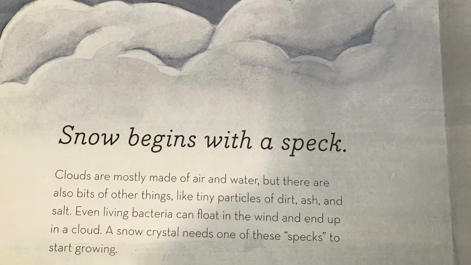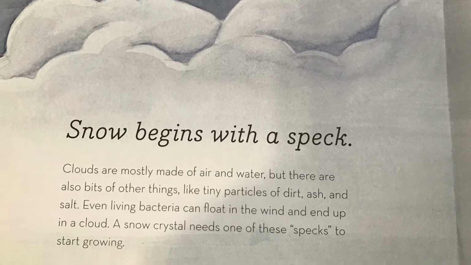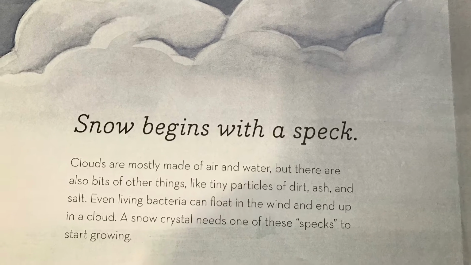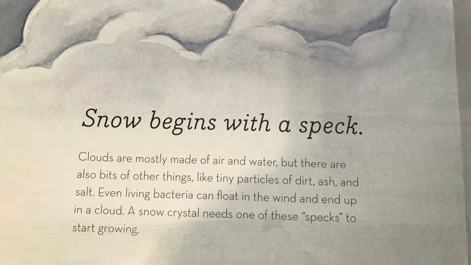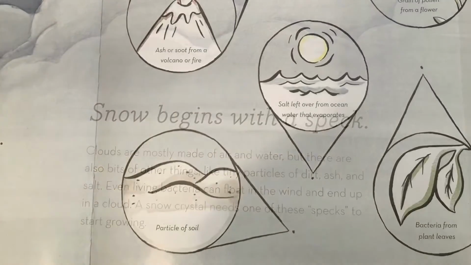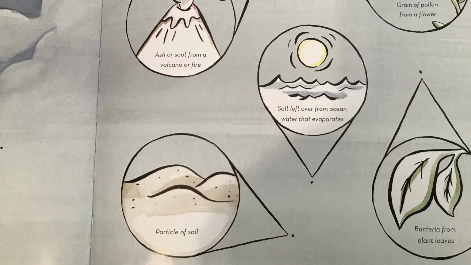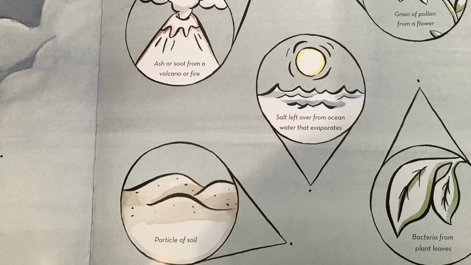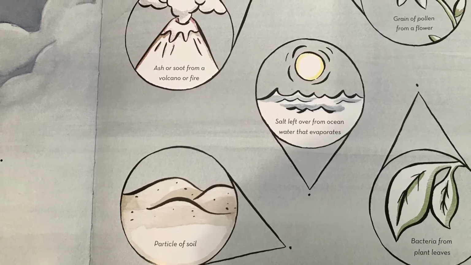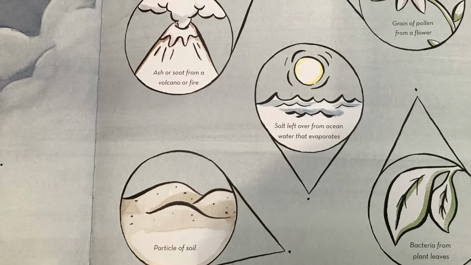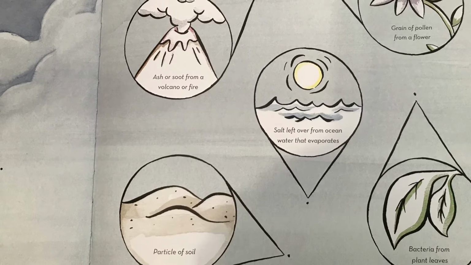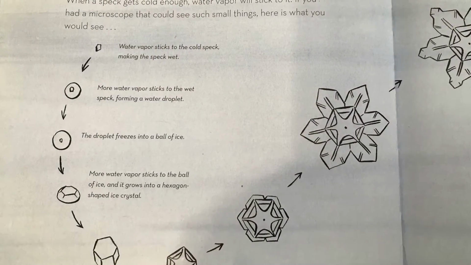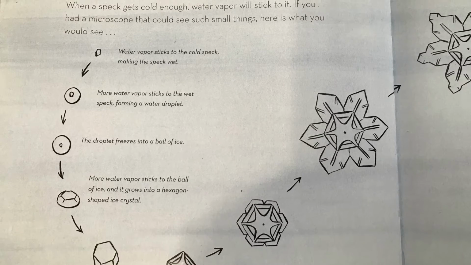Snow begins with a speck. Clouds are mostly made of air and water, but there are also bits of other things, like tiny particles of dirt, ash, and salt. Even living bacteria can float in the wind and end up in a cloud. A snow crystal needs one of these specks to start growing. But these specks are all much smaller than the eye can see. But if you could see them, the speck becomes the center of a snow crystal.